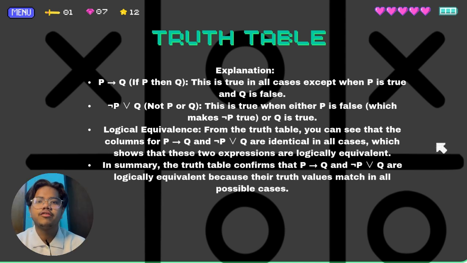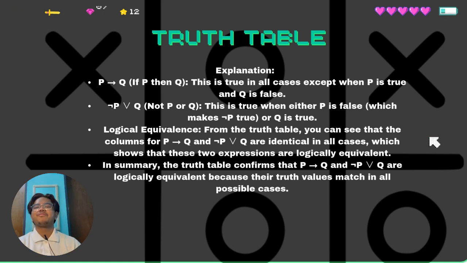So, for the logical equivalence from the truth table, you can see that the columns for P implies Q and not P or Q are identical in all cases, which shows that these two expressions are logically equivalent. In summary, the truth table confirms that P implies Q and not P or Q are logically equivalent because their truth values match in all possible cases.